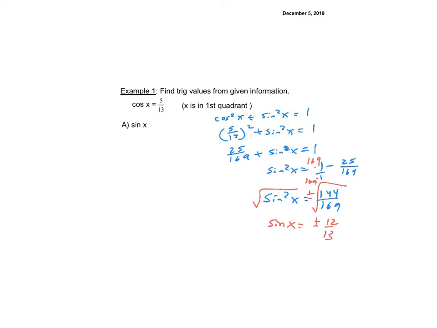So again, we have to figure out the sign of our value. Up here it says x is in the first quadrant. So if we look in the first quadrant, both your x value and your y value, or your cosine and your sine, are both positive. So we have to find the positive value. So the sine of x there is 12/13.